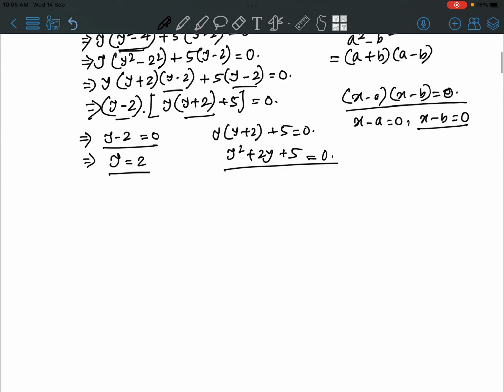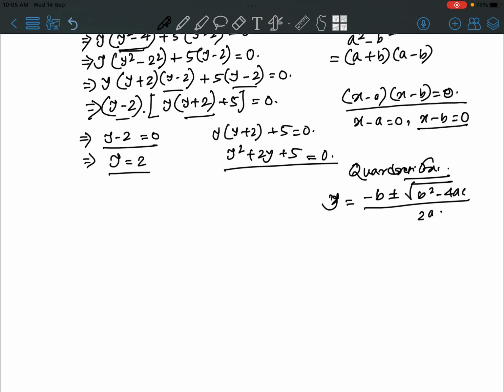How are we going to solve the second function? We are going to solve the second function by using the quadratic formula. What is the quadratic formula? The quadratic formula is y equals minus b plus minus root of b square minus 4ac, by 2a. So in this case, if we compare this quadratic formula with a basic quadratic equation, which is ax square plus bx plus c equals 0, then we get a equals 1, b equals 2 and c equals 5.